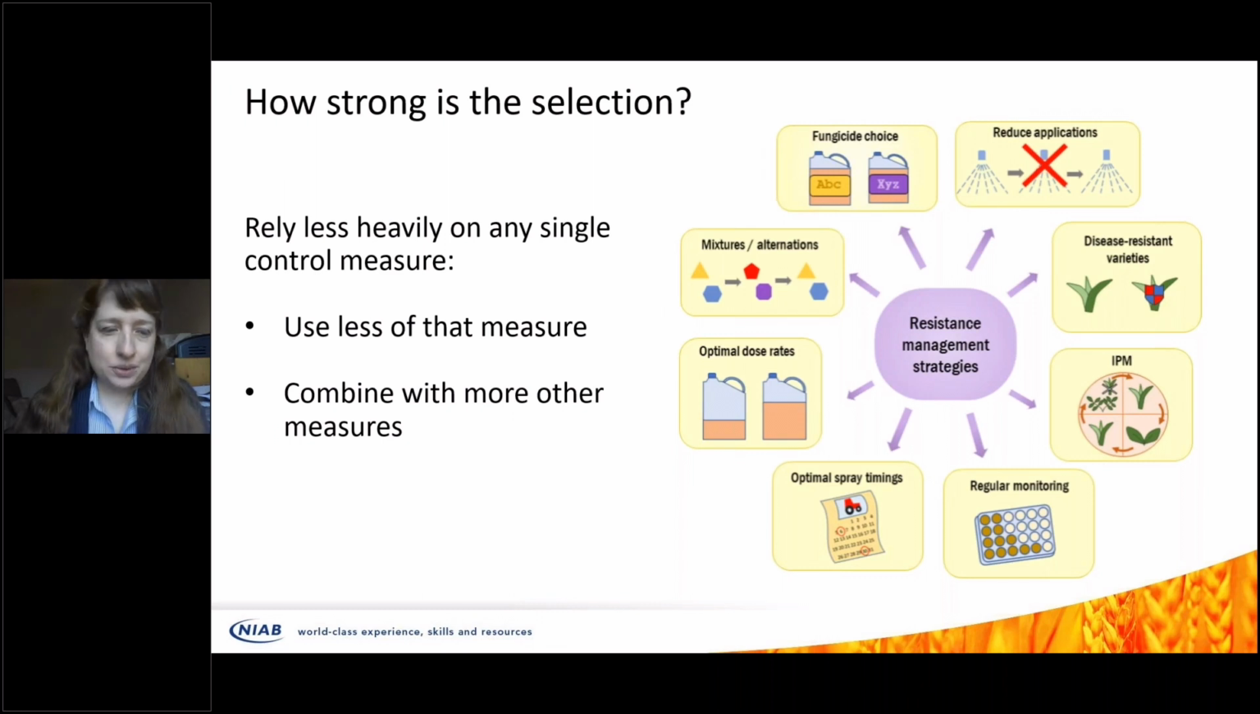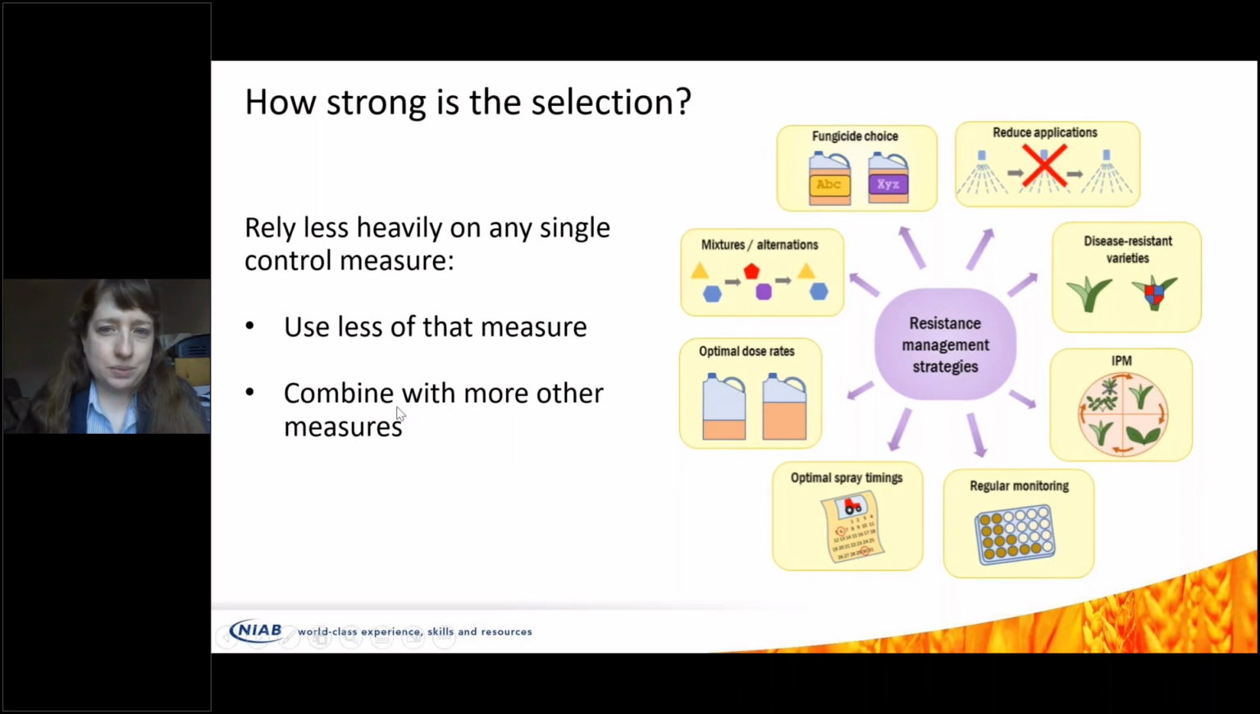So really, selection is stronger if you're relying on one single control measure. If you're going from a really high disease pressure, from heavy infestation to completely clean with just one measure on its own, then that's really strong selection. That's pretty much a recipe for resistance.